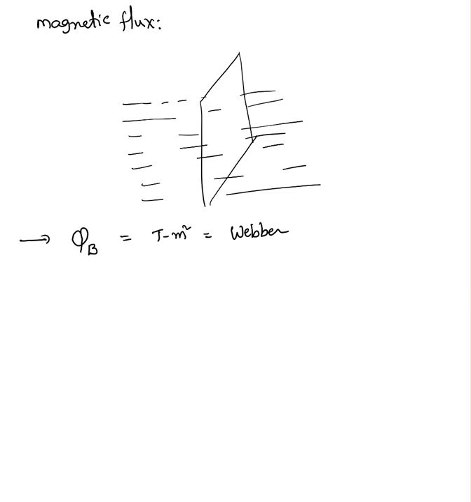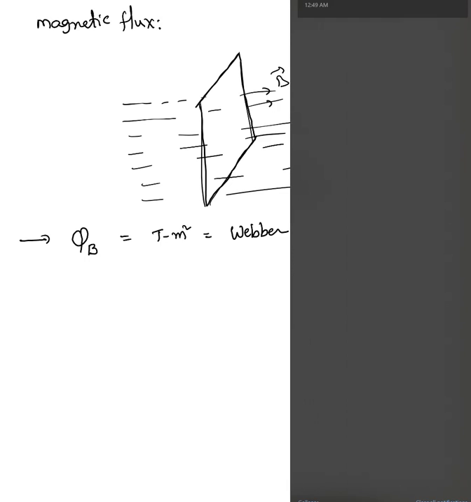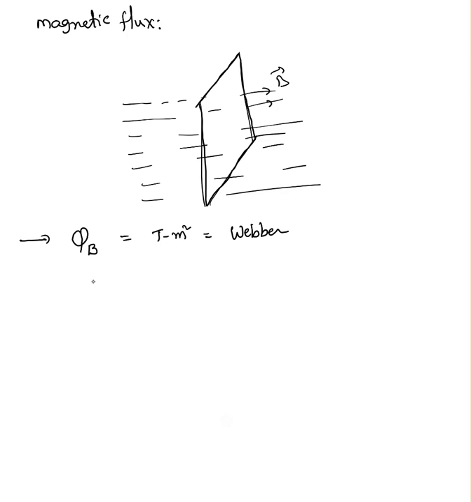So phi B is nothing but how much magnetic field. Here is my B, and here is the area of a rectangle. It could be a circle, rectangle, square, doesn't matter. So phi B equals the magnetic field passing through the unit area, B A cos theta, where theta is the angle between B and the tangent to the area.